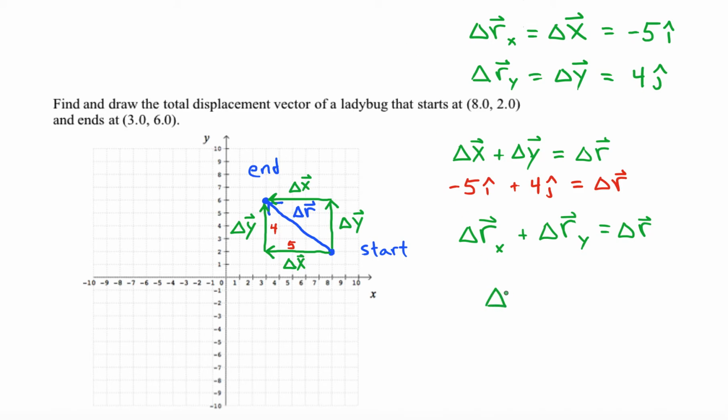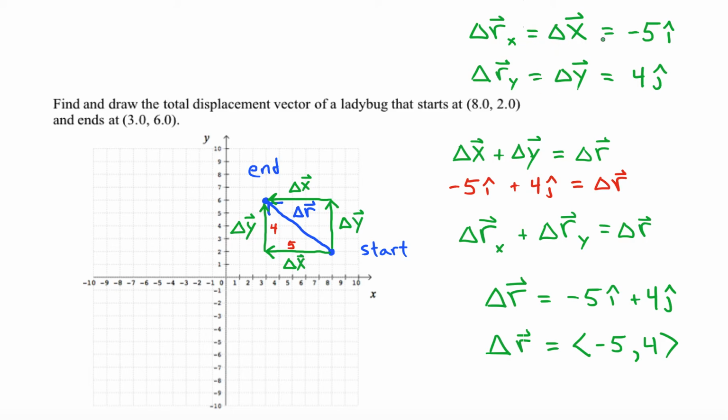So delta r can be written as negative 5i plus 4j, or we can write delta r in component form using the angled brackets here, ⟨-5, 4⟩, and these both mean the same thing. Okay.